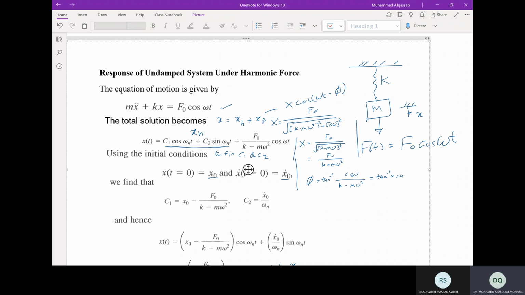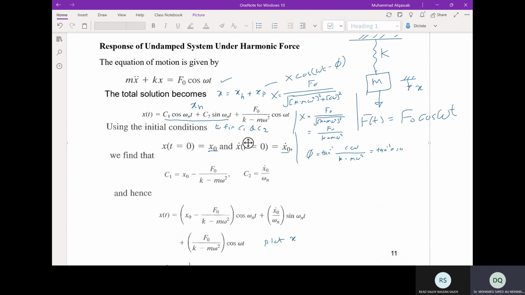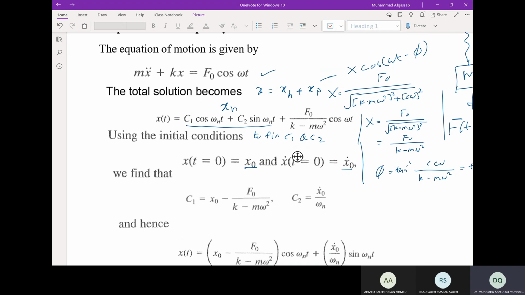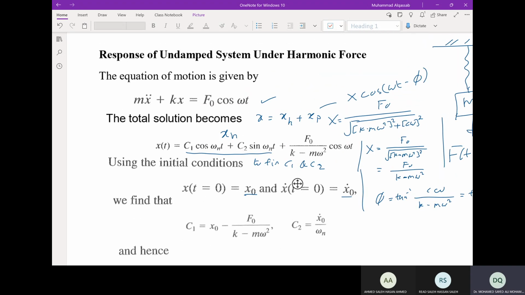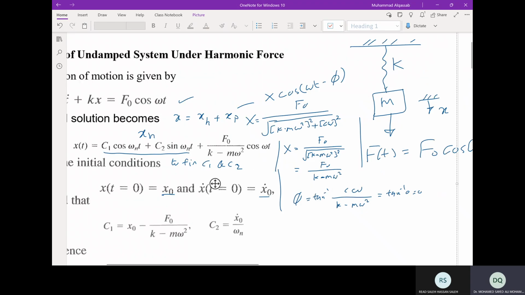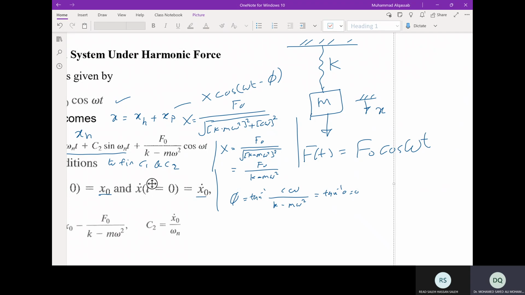In this section, we will focus on the undamped system, where the damping constant C equals 0, or the damping ratio equals 0. We can derive the response from the general equation we obtained last time in lecture 2, or we can derive it from scratch. So we have m x double dot plus k x equals f naught cosine omega t. The system is subjected to a sinusoidal force given by f naught cosine omega t.